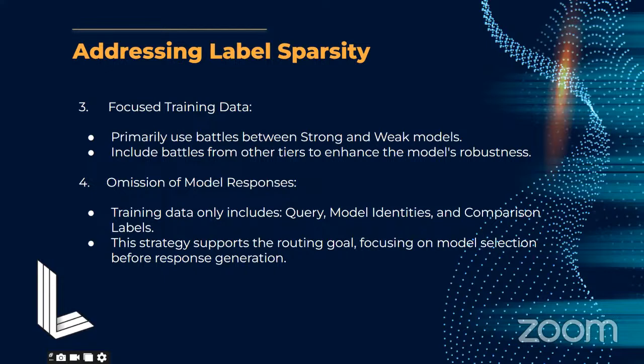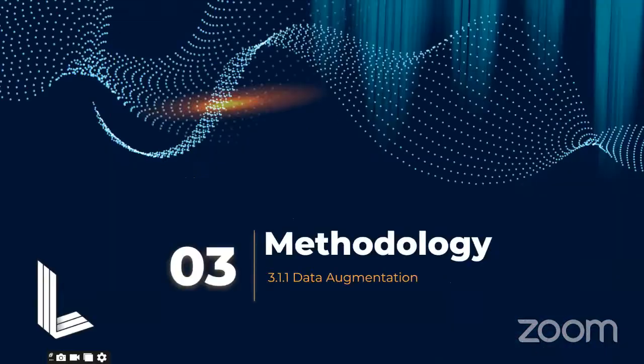The fourth, but very important step is to omit the model responses. We don't need everything. For example, we don't need the responses the model is generating. We just need the query and the comparison label. That's how we can omit the model responses and get better data for us.